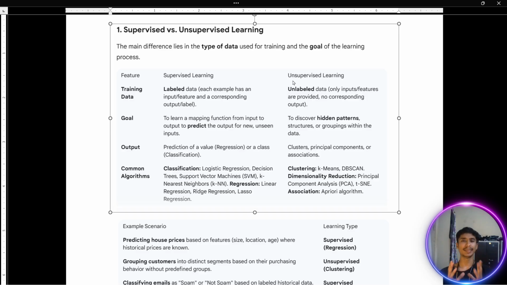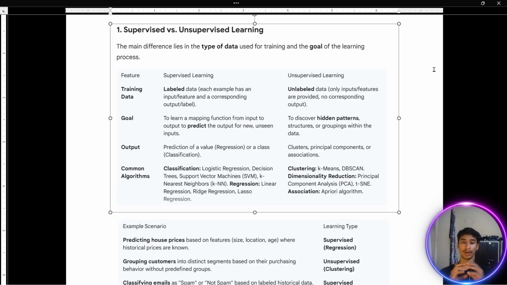The main difference lies in the type of data used for training and the goal of training for this process. So now, what I have prepared is a table for you for your better understanding. Let's move towards the screen and see the differences. First, we'll discuss training data. Under supervised learning, we have labeled data. Each example has an input feature and a corresponding output label. Whereas in unsupervised learning, we have unlabeled data, only input features are provided, no corresponding output is required.